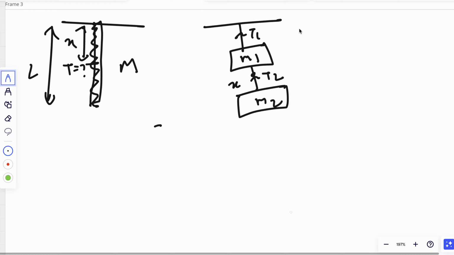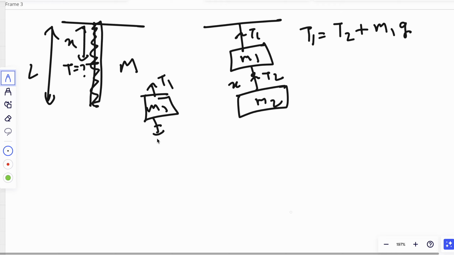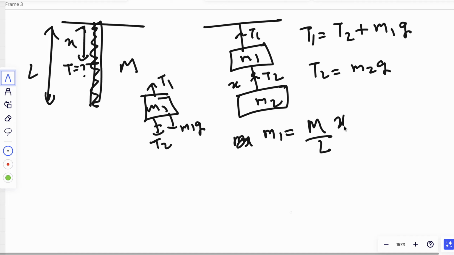I know what T1 is. T1 is equal to T2 plus m1 g. How am I able to write this? Free body diagram. For m1, this is T1, this is T2, and this is m1 g. Same thing for T2: T2 is directly m2 g. Now what is m1? How will I find m1? m1 is equal to mass per unit length into the distance x, since m1 is at a distance x below. And m2 is equal to m by l into (x minus l).